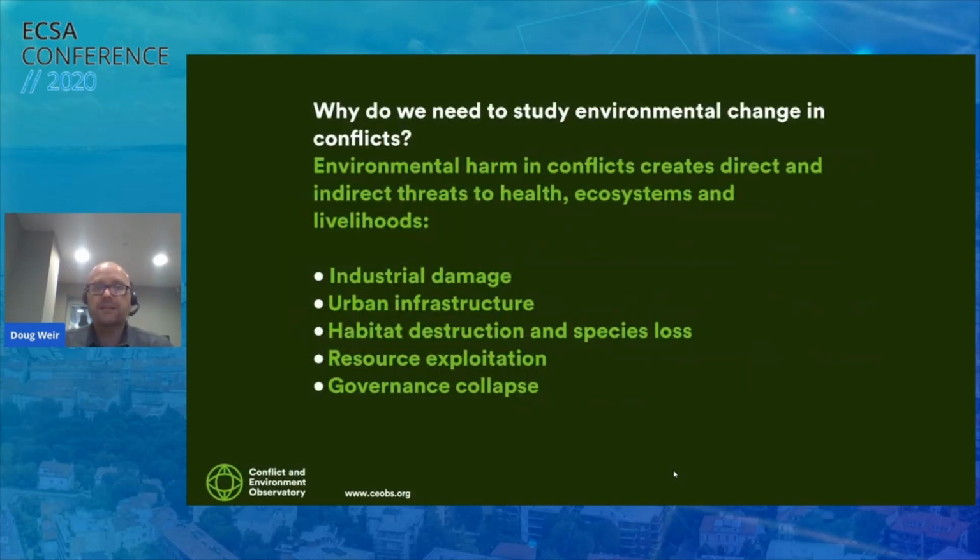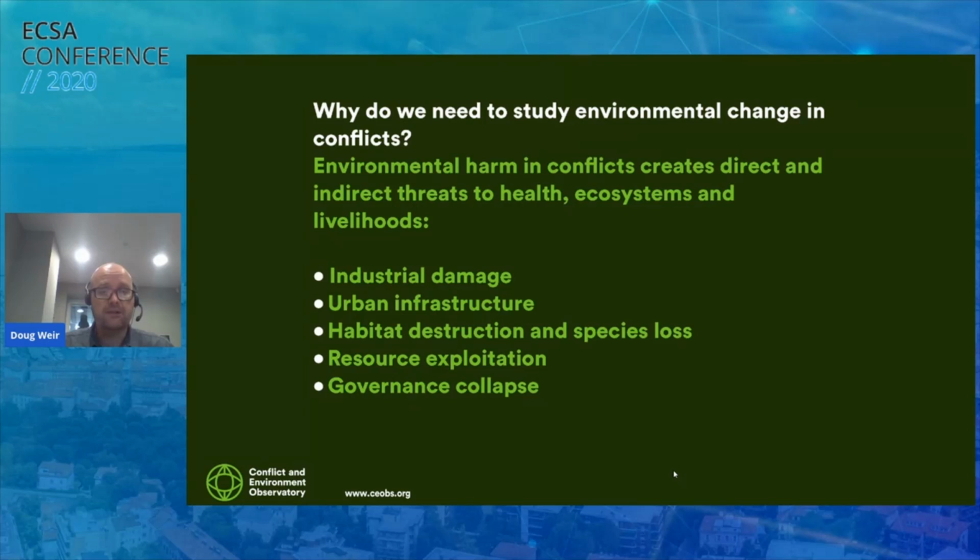So why do we need to study environmental change in conflicts? We see in pretty much every conflict around the world that environmental harm creates direct and indirect threats to health, ecosystems and livelihoods. Some of this is quite obvious. You've all probably seen footage of industrial damage, bombed petrochemical plants, chemical plants, damage to urban infrastructure, places like Homs in Syria, where we see huge amounts of urban devastation, and there's very little data about the environmental health risks in these areas.